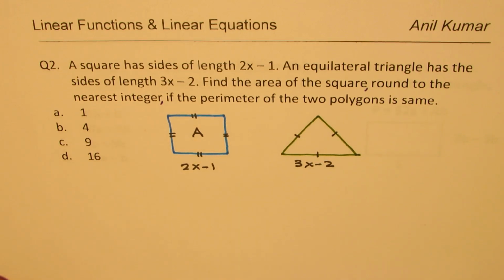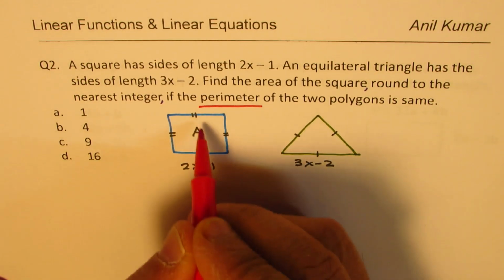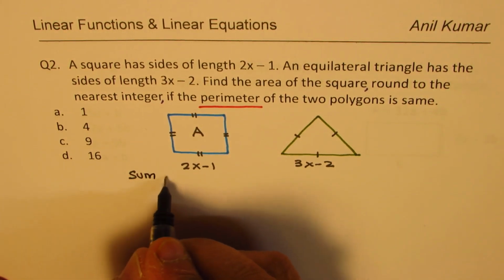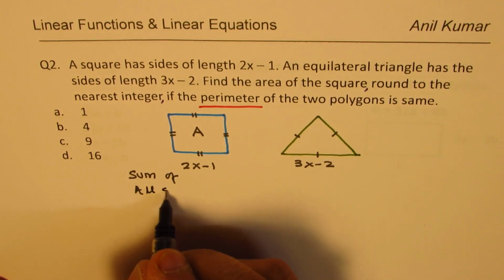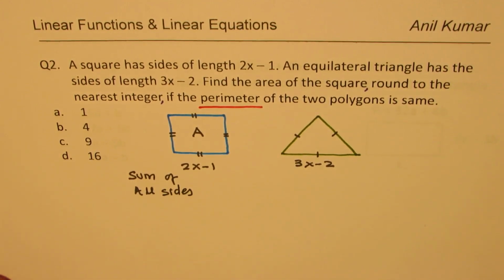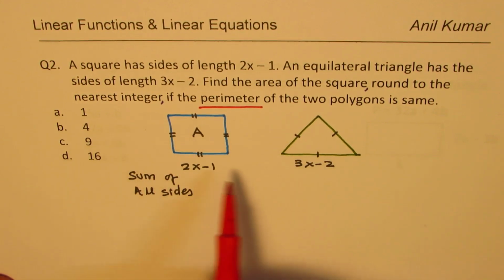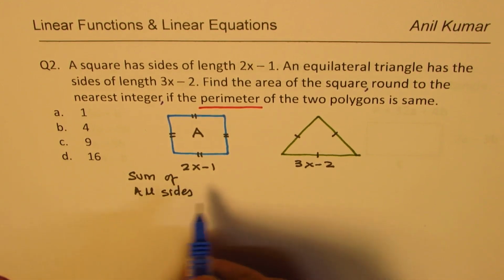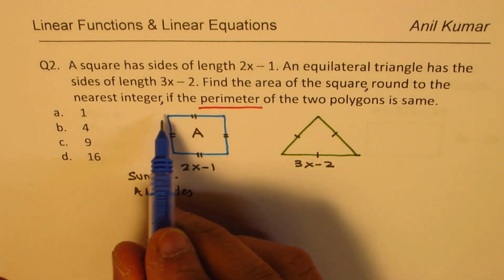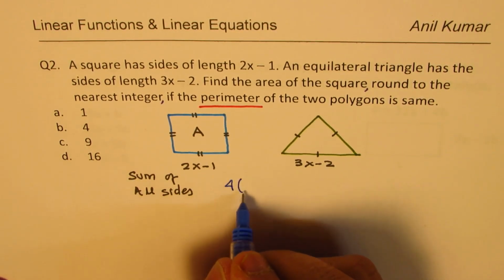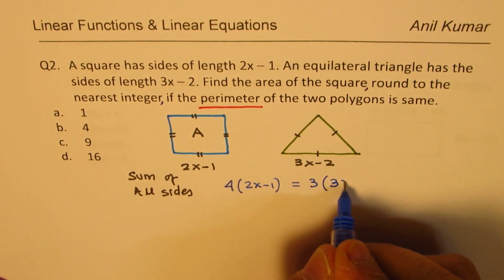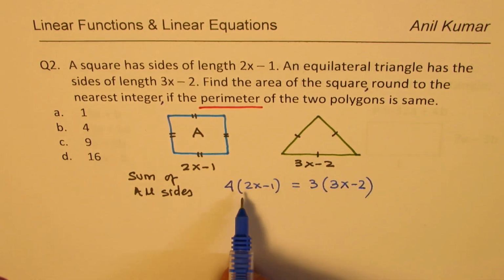Now what is the meaning of perimeter? Well, sum of all the sides, correct? So basically, now we need to equate sum of all sides. So that is a part of our strategy. So the strategy here is to really lay out what is given to you, right? And then we can begin with our solution, correct? So the solution here is, what should be the perimeter? We have 4 equal sides, so the perimeter for the square is 4 times 2x minus 1, and that for the triangle should be 3 times 3x minus 2. They are equal. Let's find what x is, right?